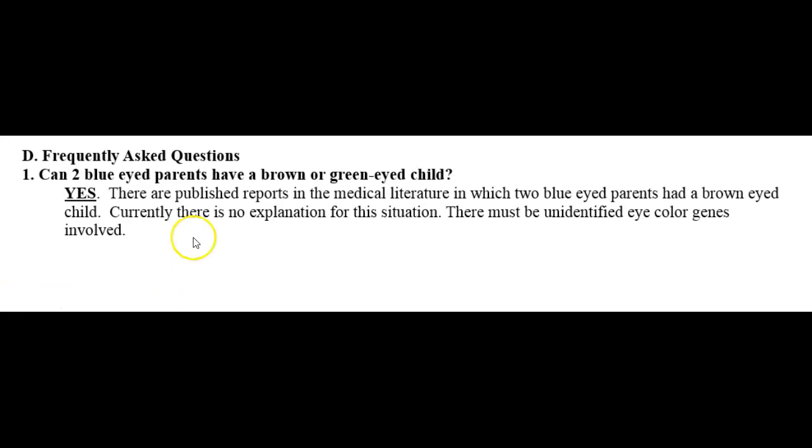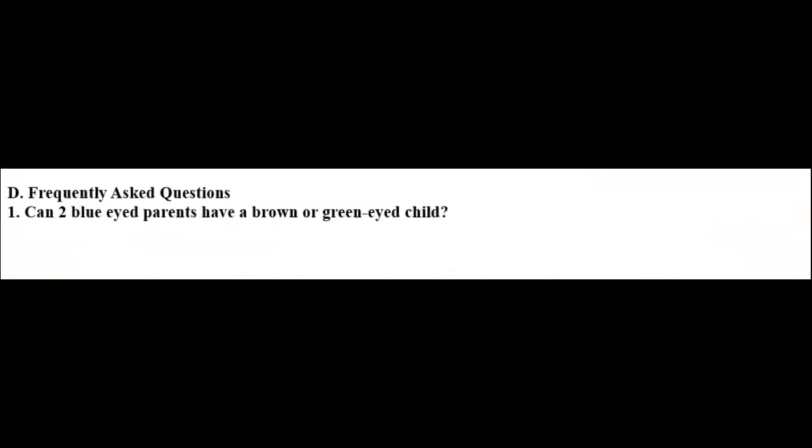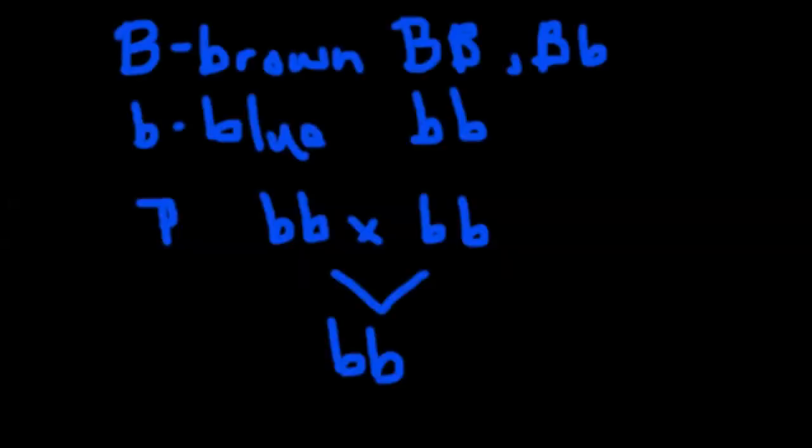So the question is, I should cover up the answer. Hold on a second. Can 2 blue-eyed parents have a brown or green-eyed child? Let's go take a look. So we have 2 blue-eyed parents. Could they have a brown or green-eyed child? Or we're just talking about brown. Based on this, we'd say no.